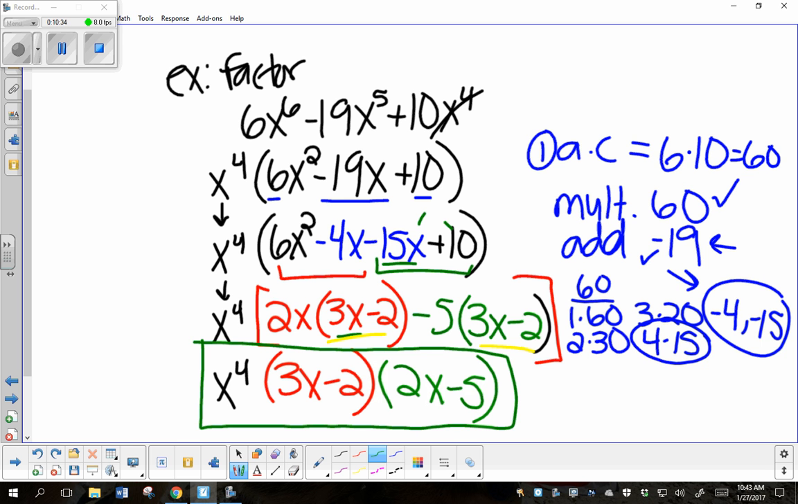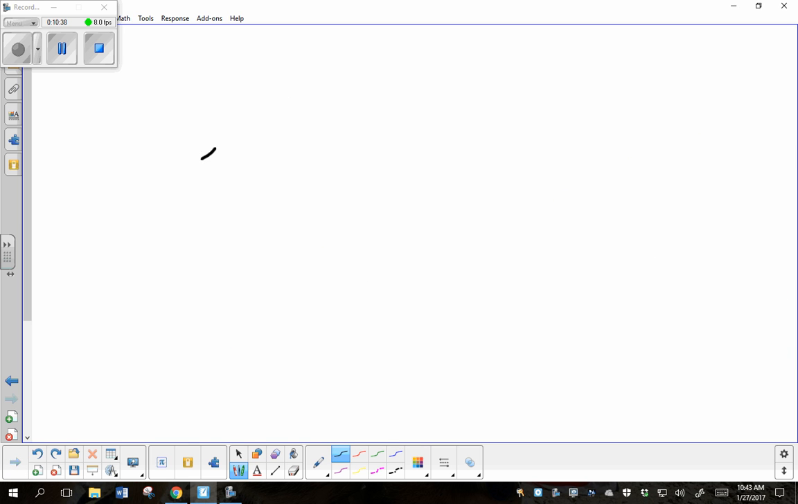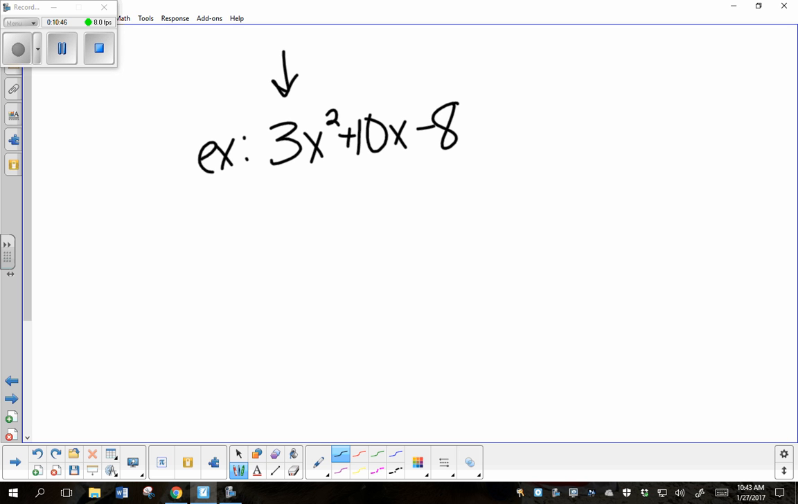All right, one more together, and then I'm going to give you one to try on your own. So let's try another kind of simple one here. We're going to do the AC method because I see there's a number in front of my x squared. As soon as I see that, I'm thinking I have to do the AC method.